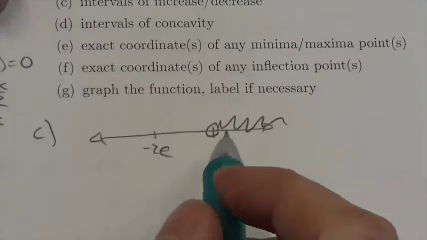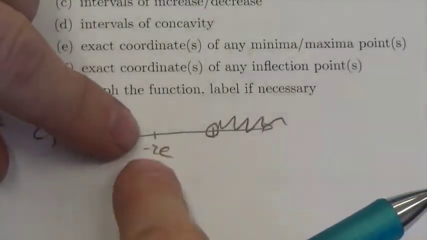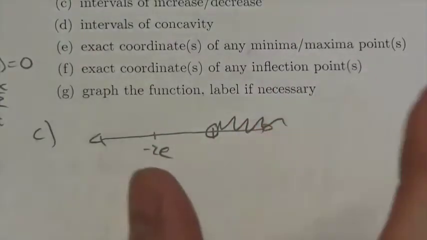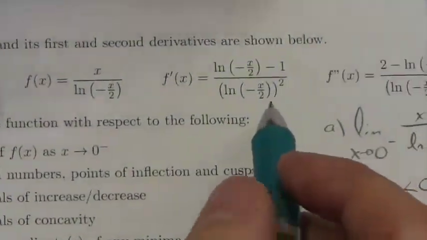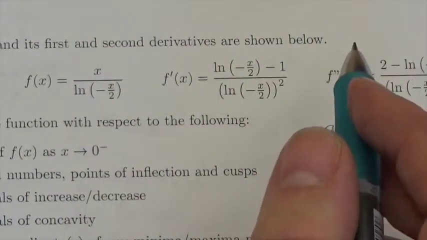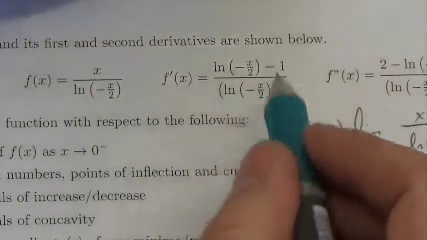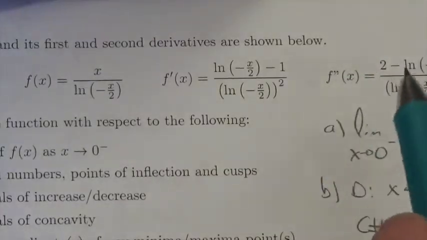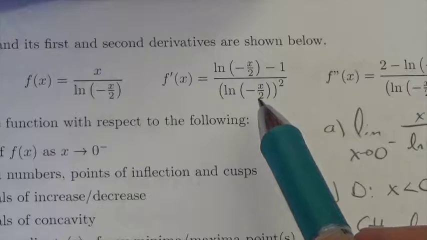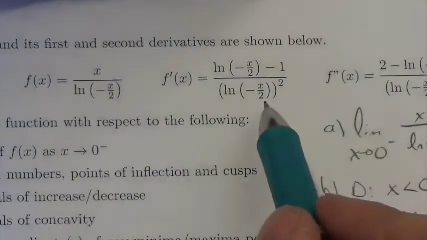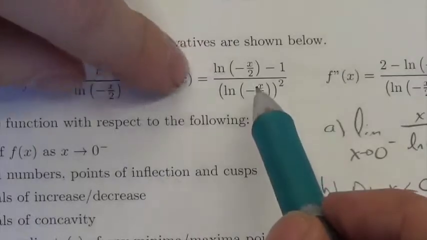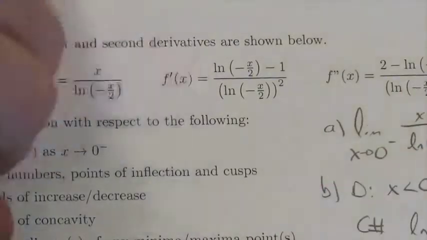Okay? Now, I'm going to pick a number between negative 2e and 0. Let's pick negative 1. We're going to choose negative 1 here. I'm going to use that to test the first derivative here. If you plug in a value here at negative 1. What do I got here? Negative 1. Oh, sorry. My mistake here.